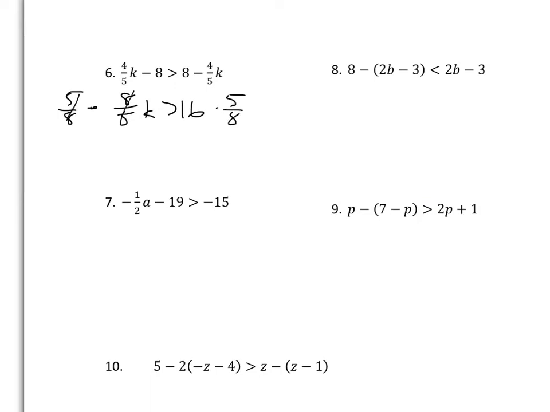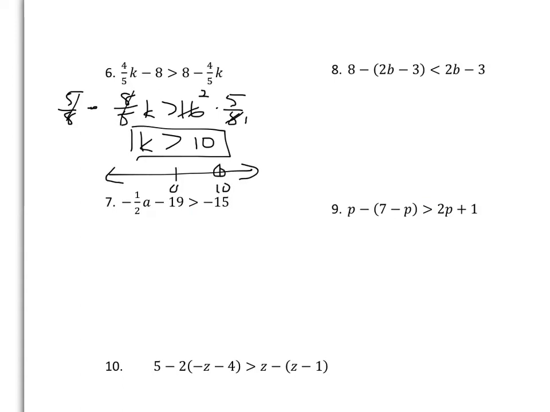Okay, so these cancel each other out. We're left with k. Keep it greater because we're multiplying by a positive number. It's not negative. We can cross cancel the 16 and the 8, and we're left with 10. So k is greater than 10. Put our 0, put our 10, open circle, greater than. Nice, easy problem.